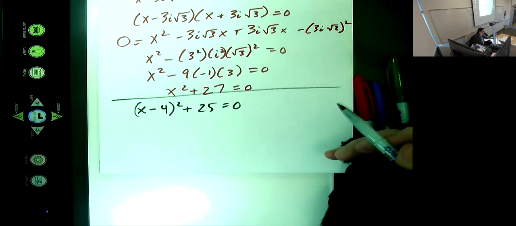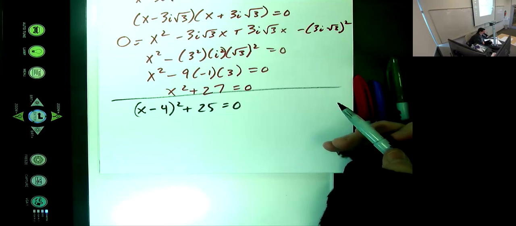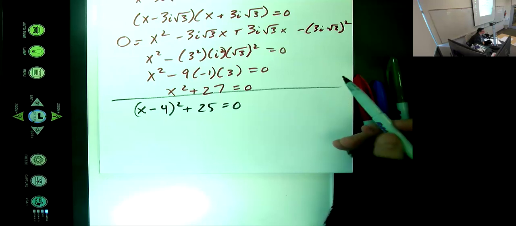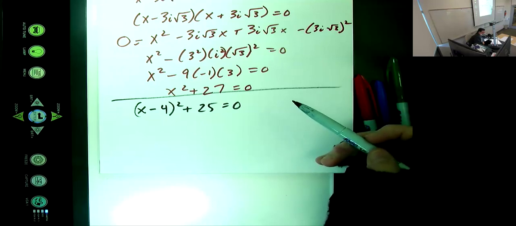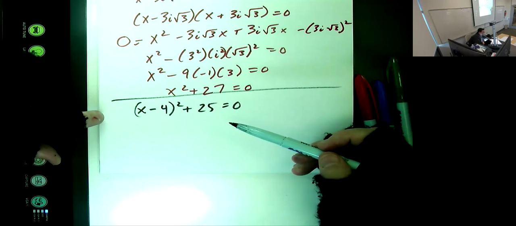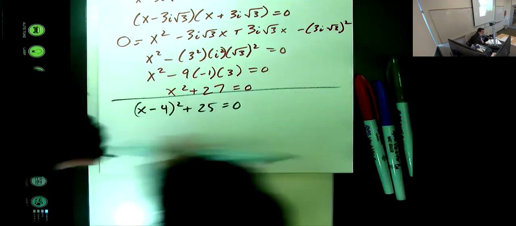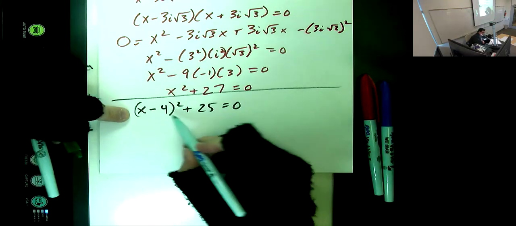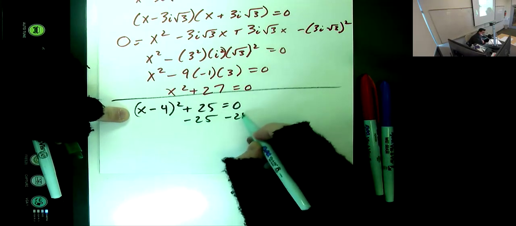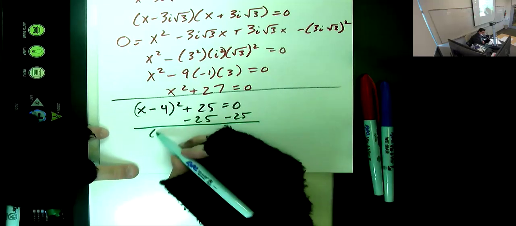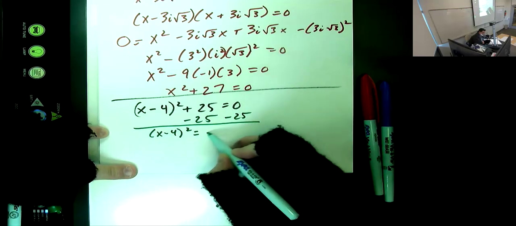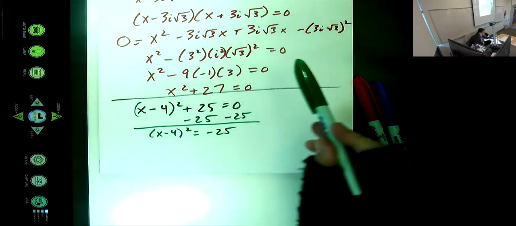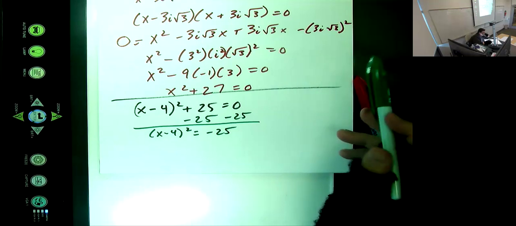All right, what do I do here? We want to extract roots, but I don't have a perfect square on the left. So we need to get a perfect square first, which means that's a square, that's the one we want. Let's subtract 25 from both sides. Now what?